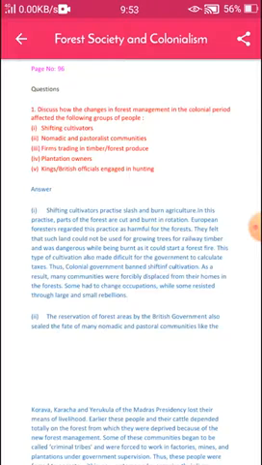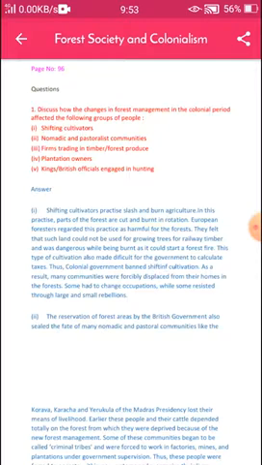Here they are given 5 sub-questions of the main question. First one is shifting cultivators. Second one, nomadic and pastoralist communities. Third one, firms trading in timber and forest produce. Fourth one, plantation owners. Fifth one, kings and British officials engaged in shikar or hunting. So let's take the first sub-question, that is shifting cultivators.